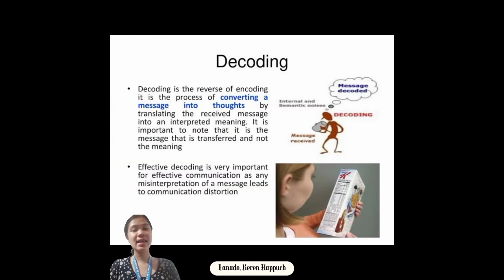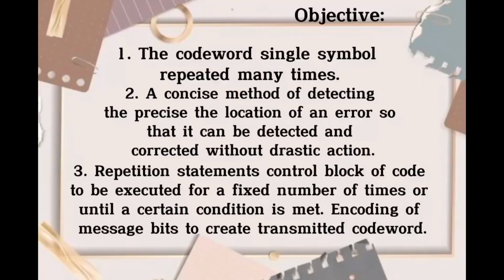Next is decoding. Decoding is a process of converting a message into thoughts by translating the received message into an interpreted meaning. So decoding of the incoming information is a translation piece. Translation of the message occurs depending on the channel and complexity of the message. So decoding is listening and reading directions carefully.